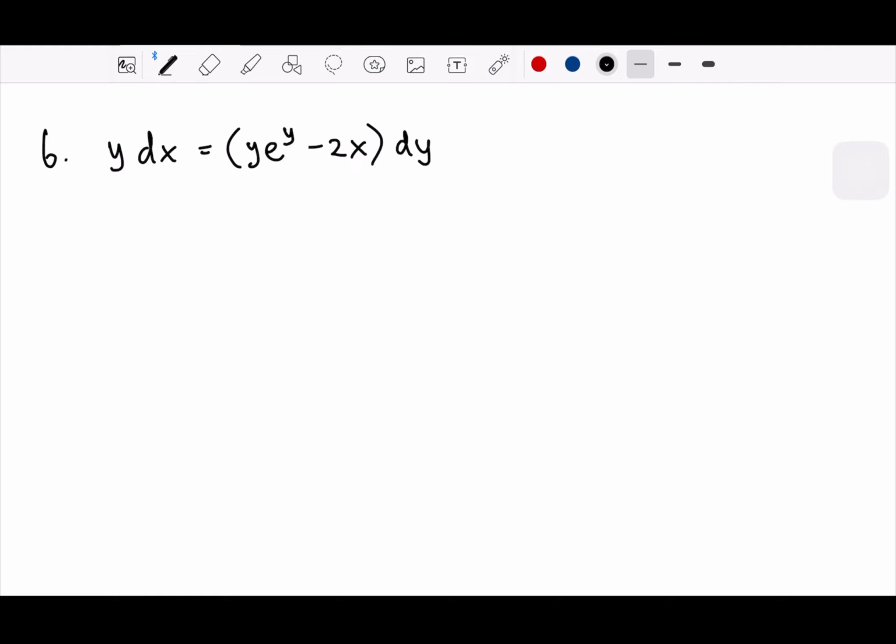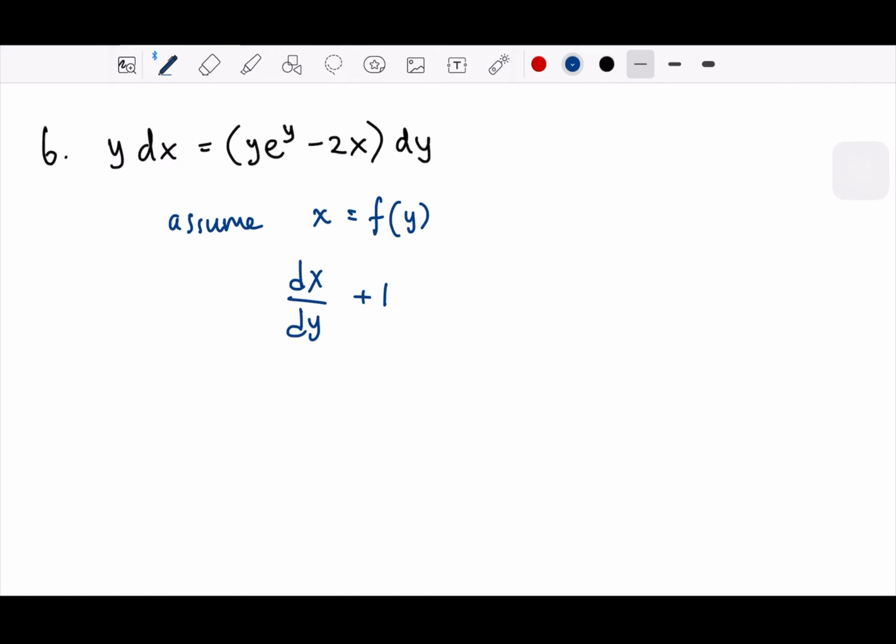But we are not sure which one is the independent variable and the dependent variable, right? And we can make our own assumptions for this question. So assume that x becomes our dependent variable, and this will be a function of y. So if we make this, then what we are looking for is this structure for the linear form. So this is what we are going to take.